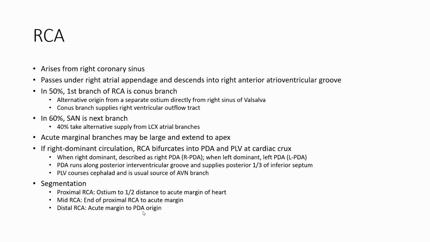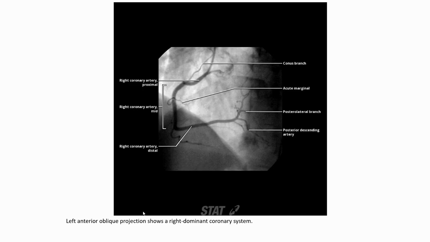So when right dominant, it is the right PDA, and when left dominant it is the left PDA. The PDA runs along the posterior interventricular groove and supplies the posterior third of the inferior septum. PLV has several branches and is usually the source of the AV node branch. Segmentation: proximal right coronary artery is the ostium to the second diagonal or acute marginal. Mid right coronary artery is the proximal to the acute marginal, and distal is the acute marginal to the PDA origin.